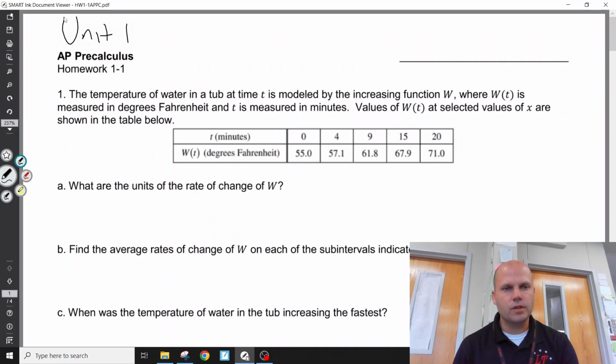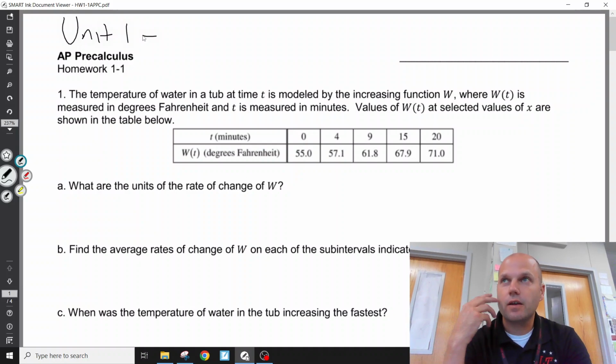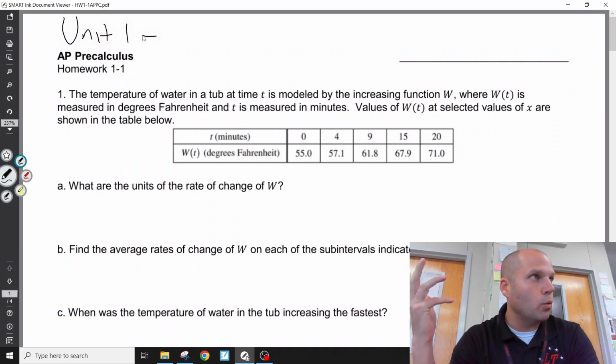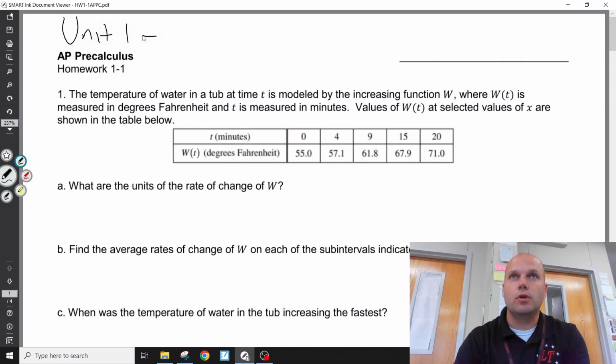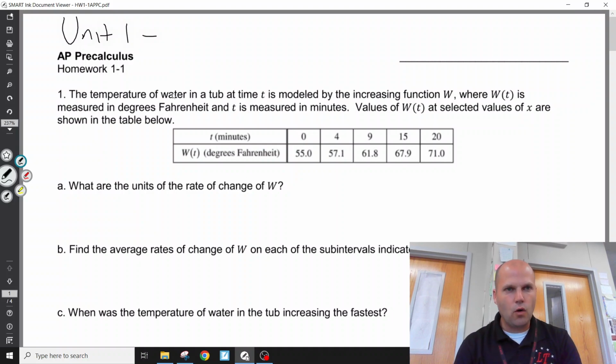Unit 1 is all about, hey, what's going on with the graph? We kind of looked at specific functions, but we're just going to look at random functions. And in the next 2 units, we're going to start talking about what our functions look like. So overarching, 1 and 2 are about what's going on with our functions.